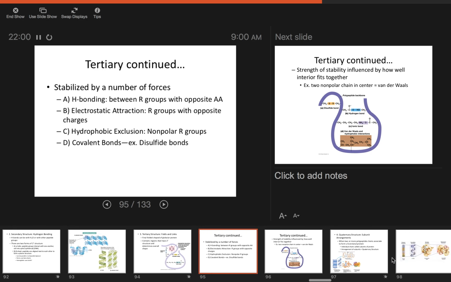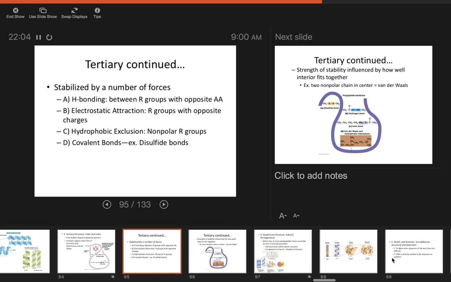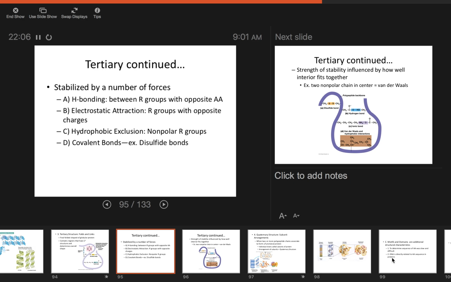I'm just going to make sure it is mentioned up here. The polarity. Okay, maybe it's quaternary structure when they talk about it.